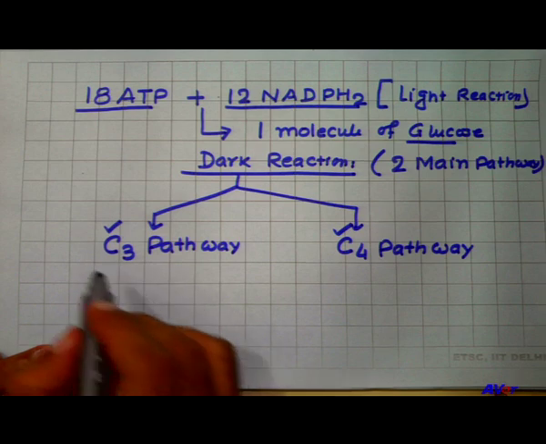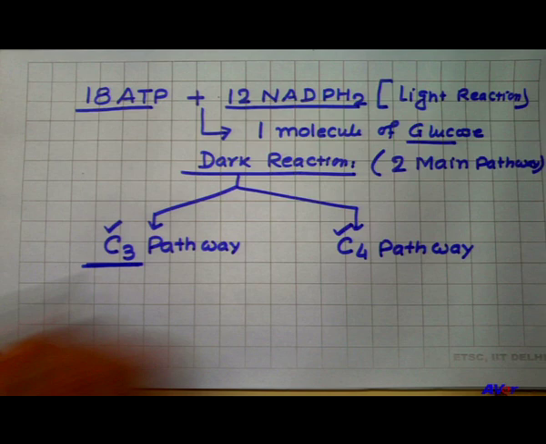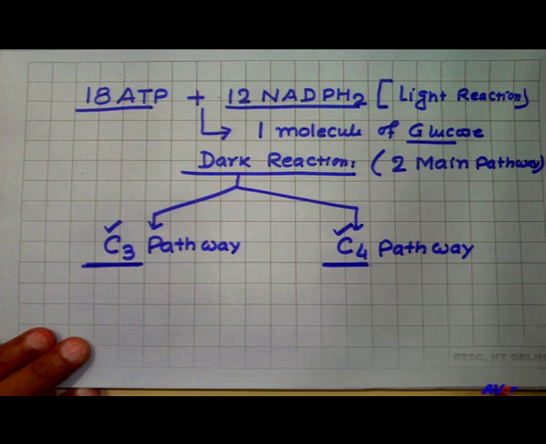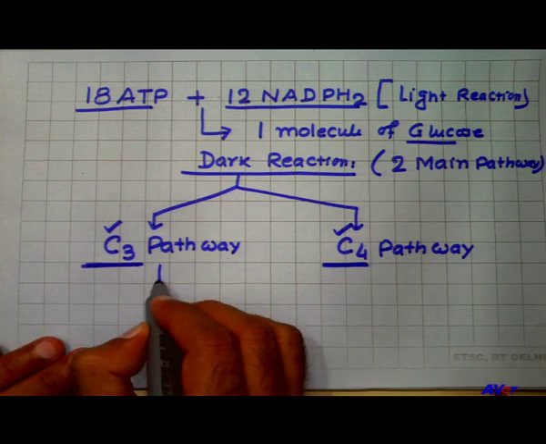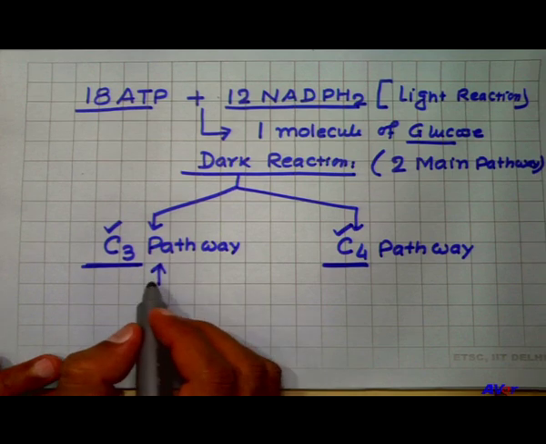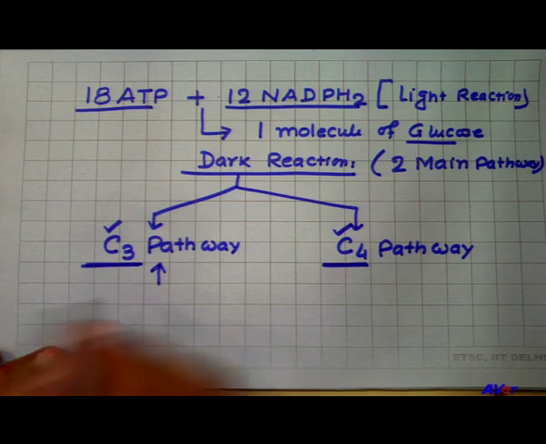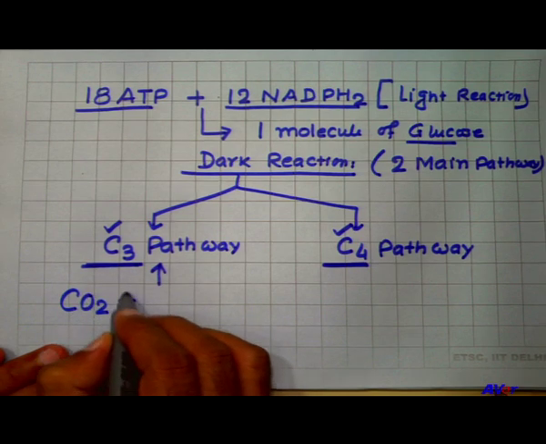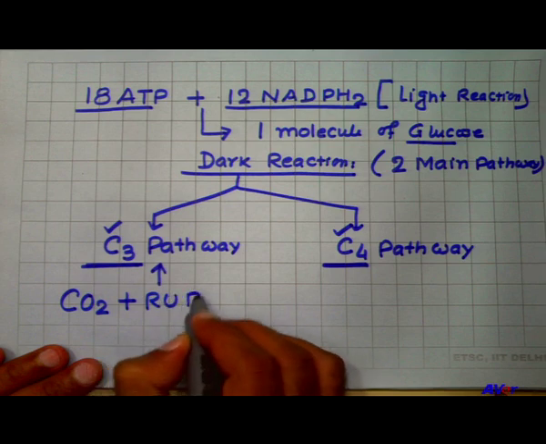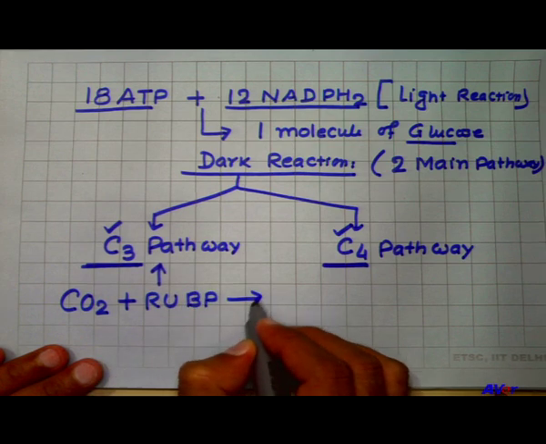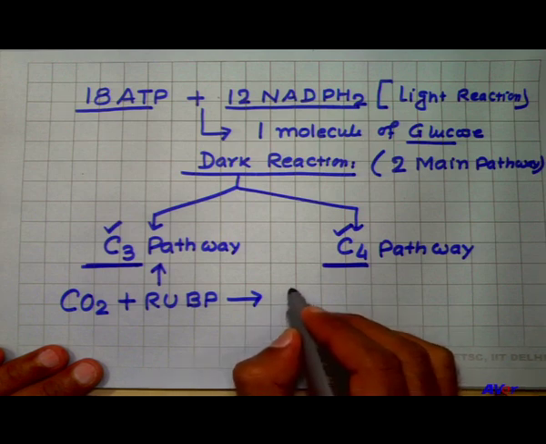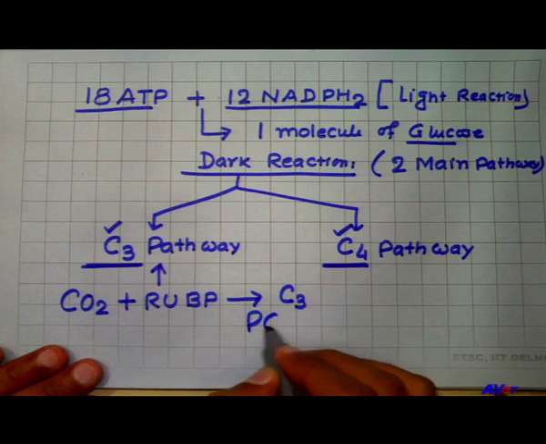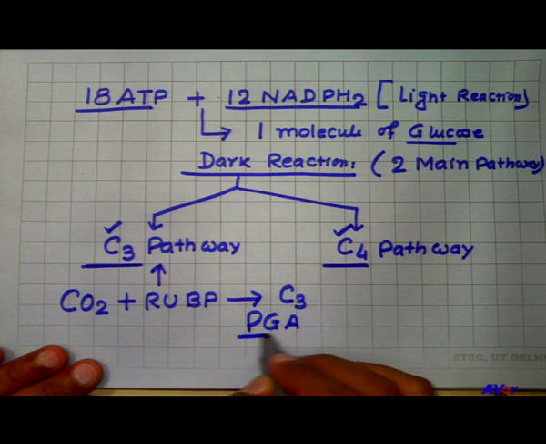As the term indicates, here carbon 3, the number of carbon atoms is 3, and here the number of carbon atoms is 4. In the dark reaction, in most of the dicot plants, when carbon dioxide combines with the RUBP, the first stable product is carbon 3, that is also called PGA, phosphoglyceric acid.